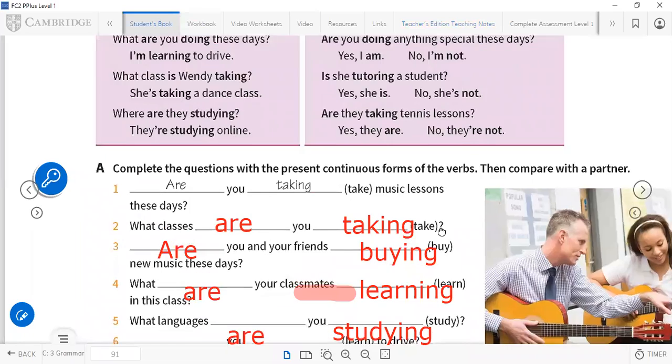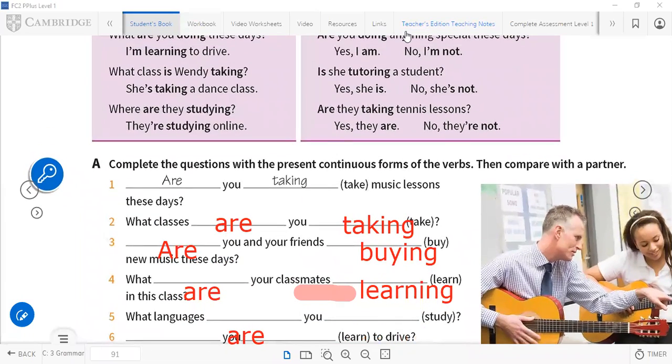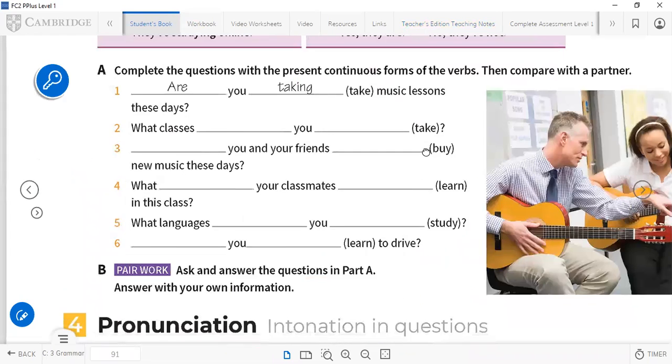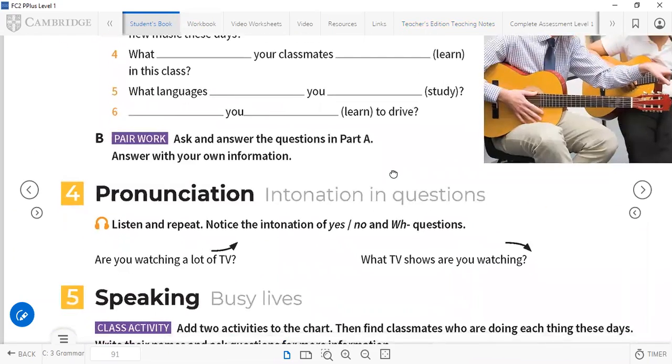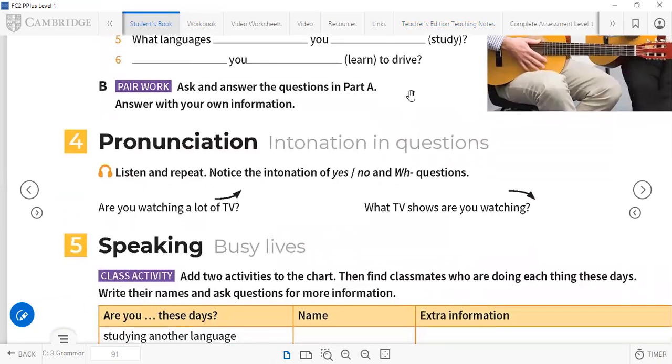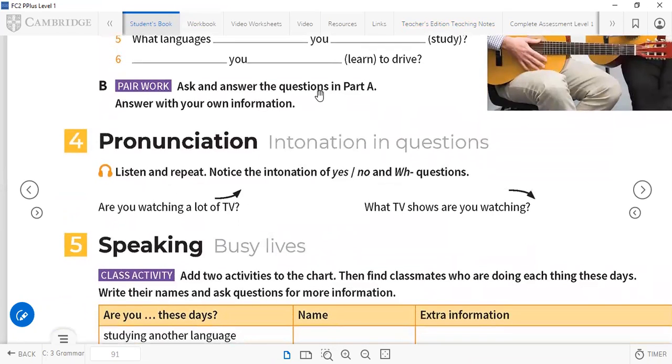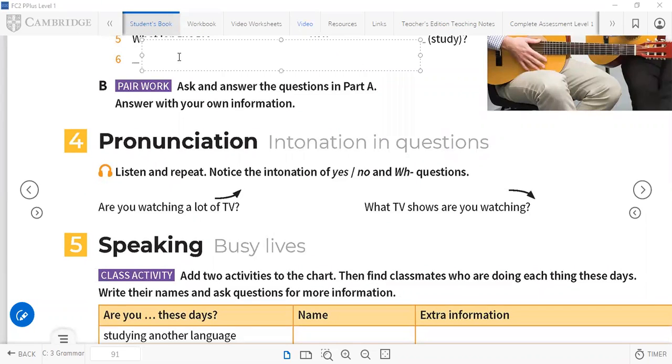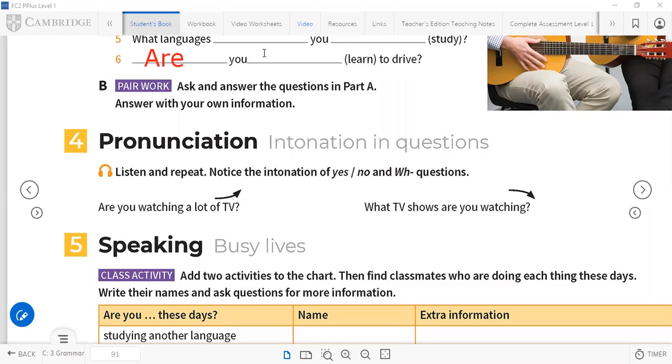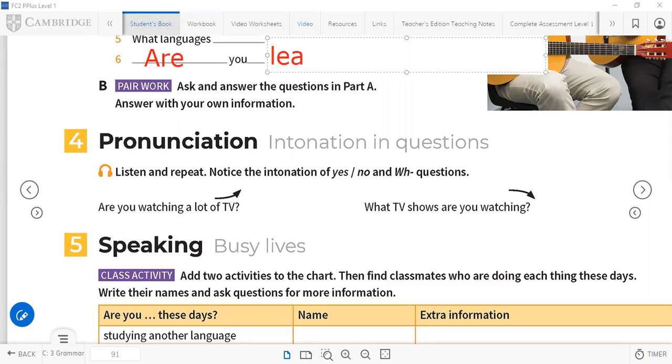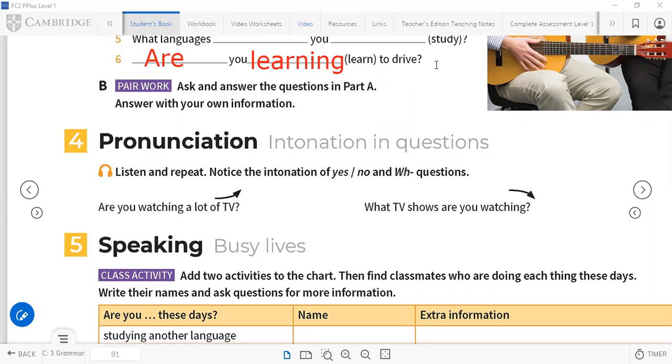But we forgot just one. Okay, we forgot number 6. So we're going to make it number 6. Don't worry. So in number 6, what is the action? Obviously, that's for you, okay? It's para ustedes, but anyway. Use "are you learning?" Learning to drive. Are you learning to drive? Well, that's an example here. Okay, great.